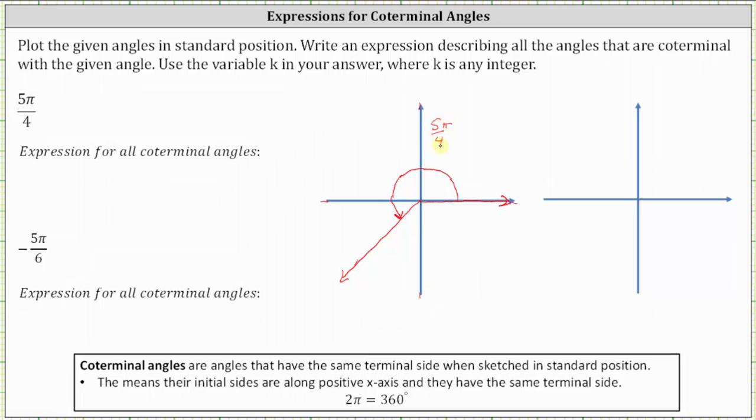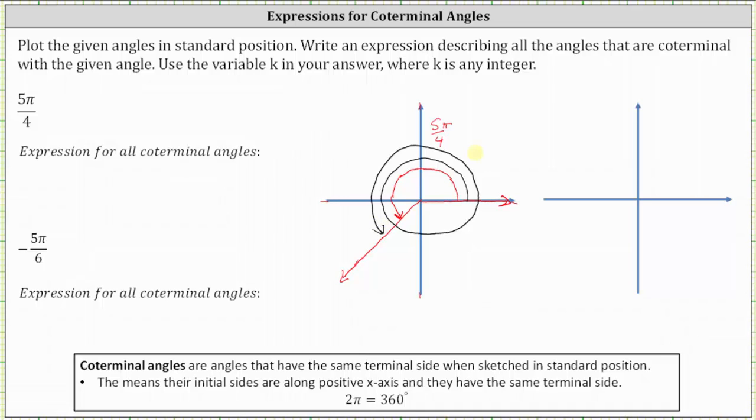Any angle that is coterminal to this angle will have the same initial side and same terminal side. For example, the next positive coterminal angle to 5/4 pi radians would be the angle where we rotate 1 full rotation counterclockwise and then continue rotating until we reach the same terminal side as 5/4 pi radians. And we can find this angle by adding 2 pi to 5/4 pi radians.